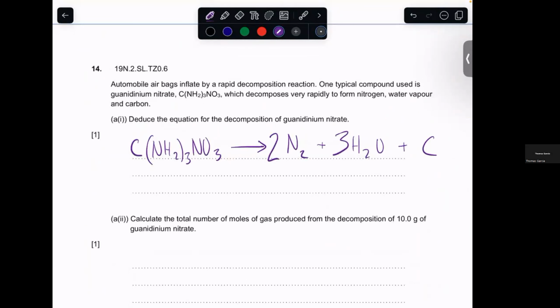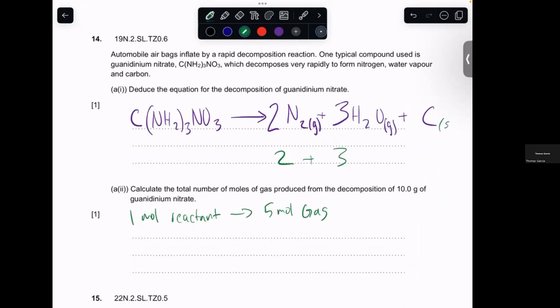Calculate the total number of moles of gas produced from the decomposition. Well, first off, what is a gas here? Nitrogen's going to be a gas, because nitrogen is a gas at natural conditions. Water vapor is going to be a gas because we know the vapor of water is a gas. And carbon is usually solid. That's like soot, what we've learned about in combustion. So we go from 1 mole of solid reactant to 5 moles gas, 2 from here plus 3 from here. And carbon will stay solid.